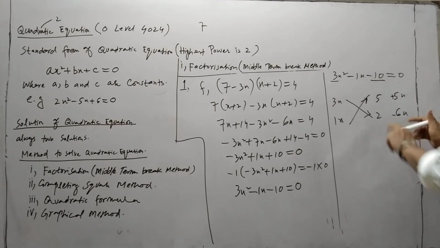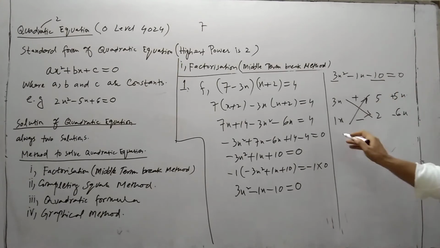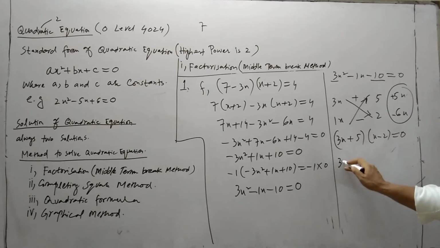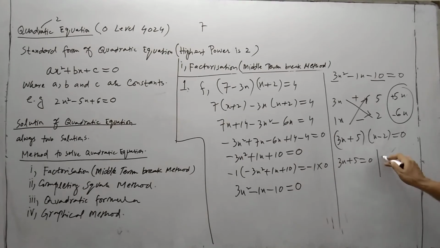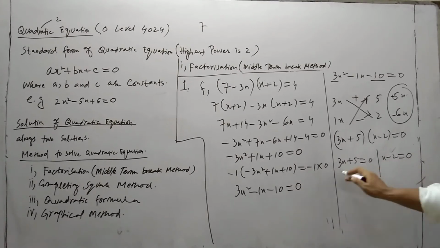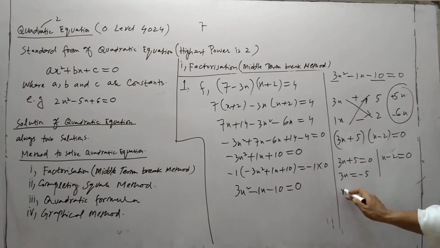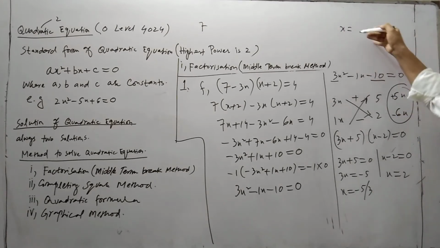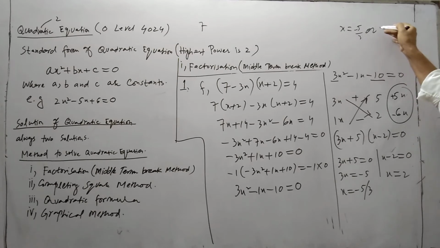If you put minus over here, you should place minus sign over here. If you put plus over here, you should place plus. So 3x plus 5 and x minus 2. Again, I am telling you that these two will not be involved; this is just checking. Is equal to 0. So 3x plus 5 is equal to 0, x minus 2 is equal to 0. 3x is equal to minus 5, x is equal to minus 5 upon 3. So our x is minus 5 upon 3 or 2.